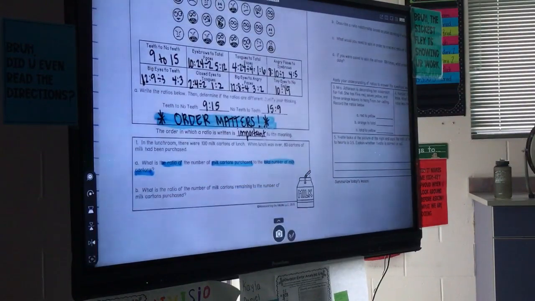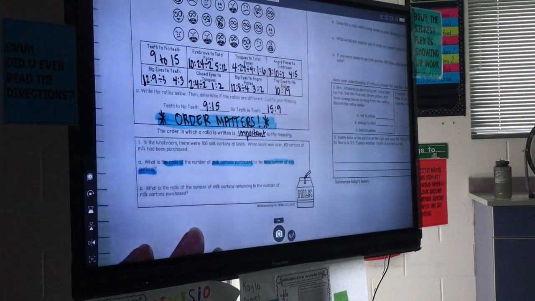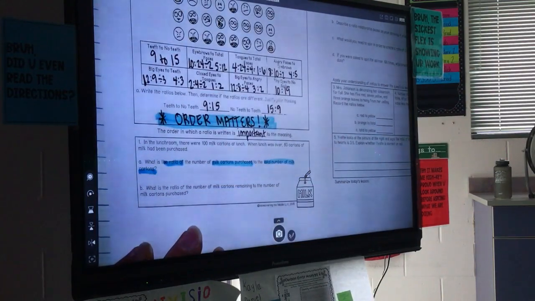And do we have to do something first in order to find one of our parts? Sophia. You would have to find the ratio of the number of milk cartons purchased to the total number of milk cartons. You would put an 80 down. So we don't have to do anything. We just have to write the ratio.